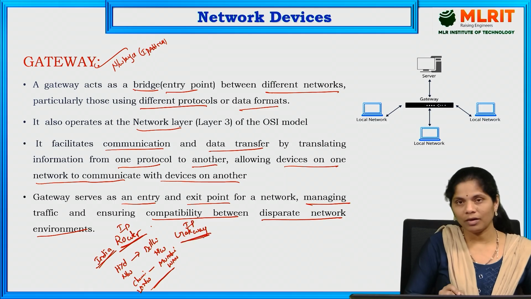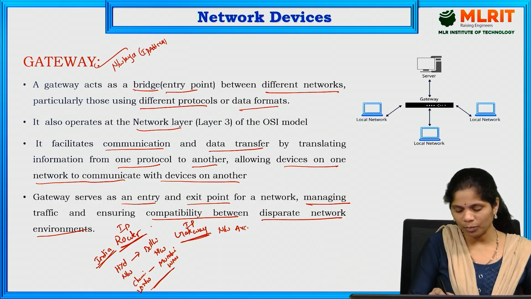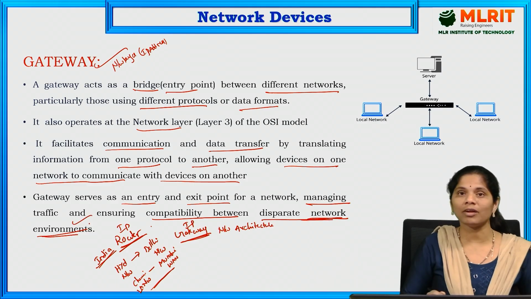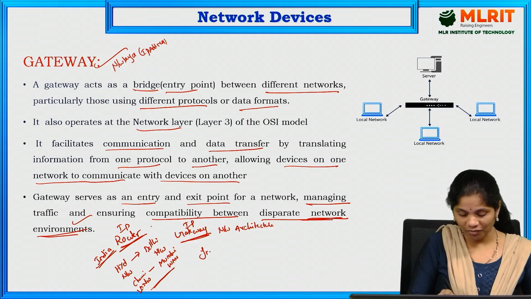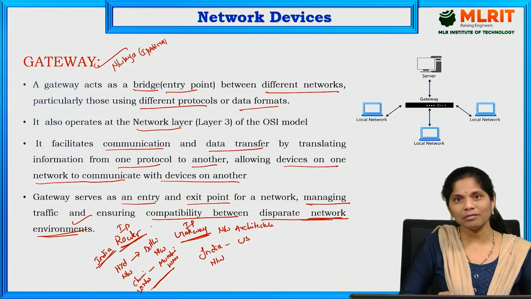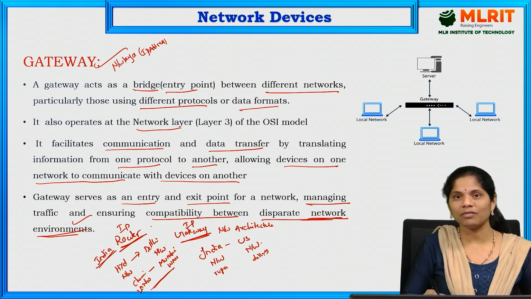Coming to the gateway. Gateway is a different environment. Total network architecture is going to be different, a disparate network environment. Suppose I am traveling from India to US. Here in India we are going to use one architecture, in US I am going to use a different architecture. Because, for example, here I am going to use rupees, there we are going to use dollars, right? So total network architecture is different.